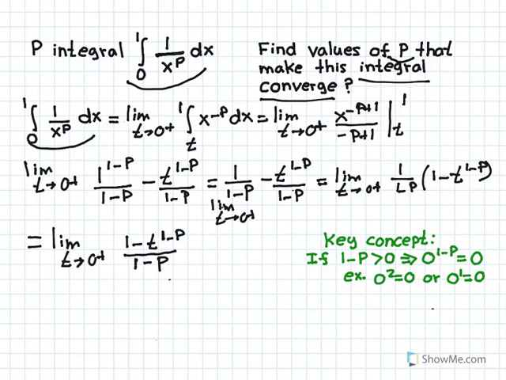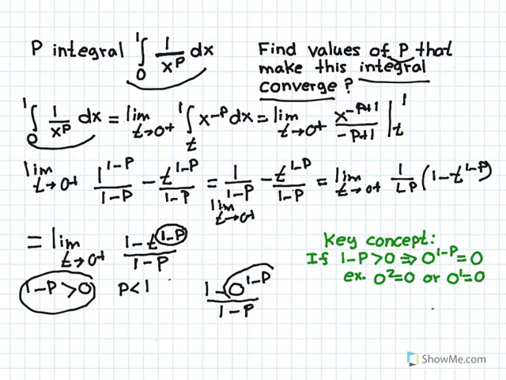Let's consider the case when 1 minus p is positive. That is, this exponent is a positive number, which means that, of course, p is less than 1. So what we'll have is 1 minus 0 to the 1 minus p, over 1 minus p. That's the big picture. Now, if 1 minus p is a positive number, this is going to approach 0, because we have basically like 0 squared, which is 0, 0 cubed, which is 0. So we have a convergence scenario. So what we get is 1 over 1 minus p.